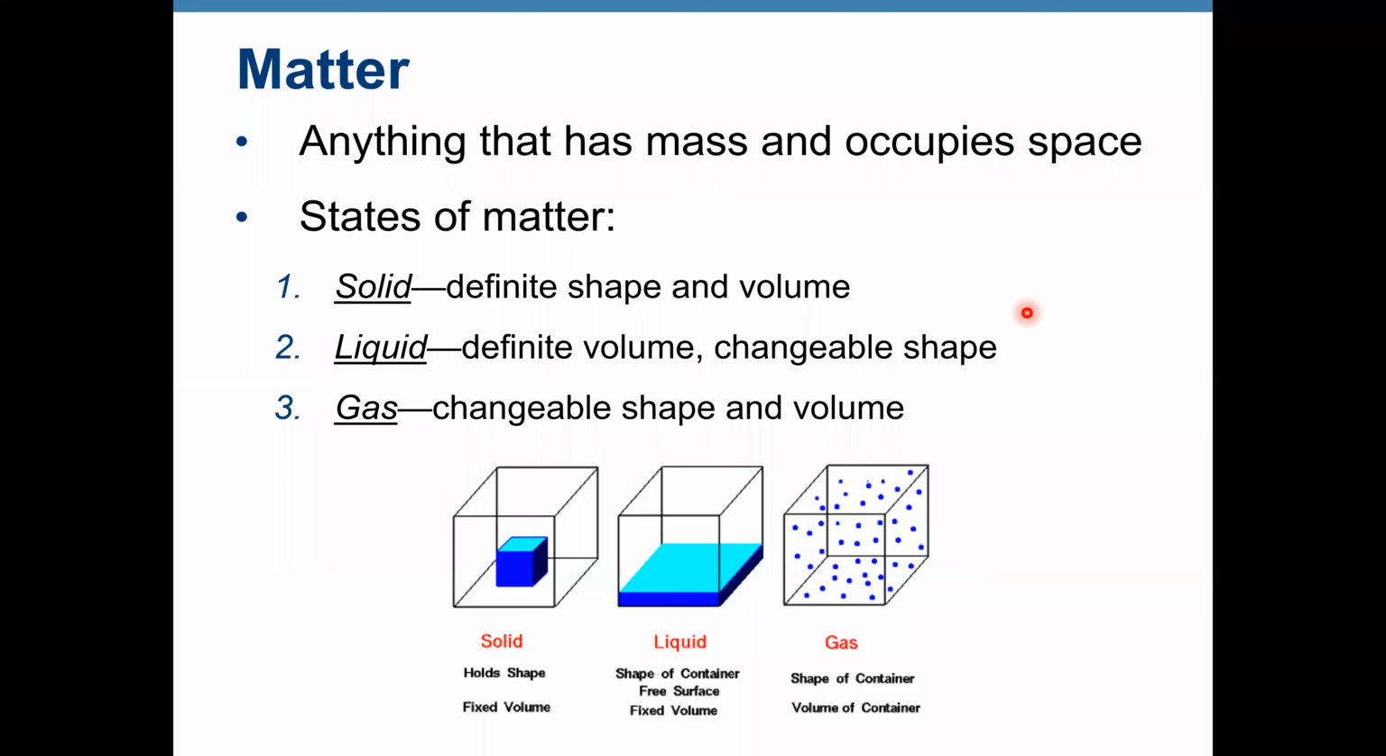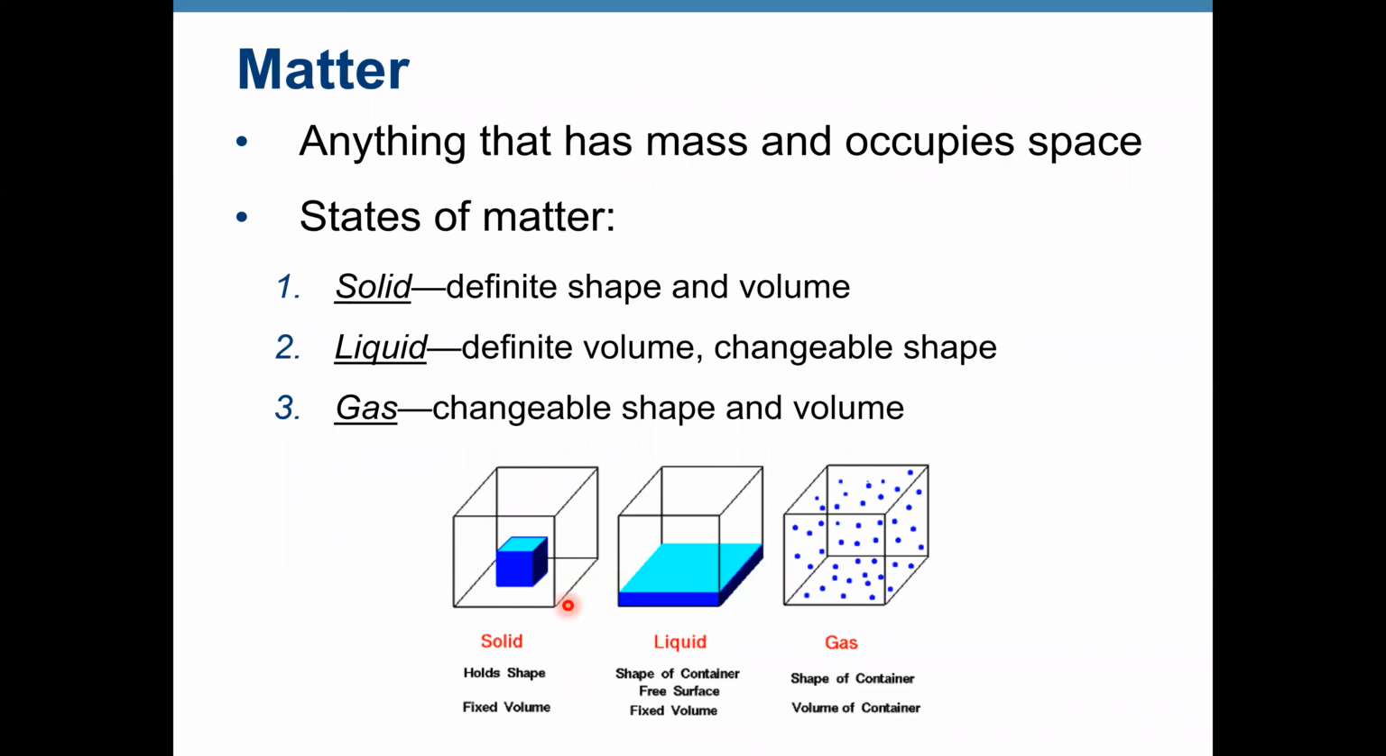So anything that has mass and occupies space, we call matter. We have 3 states of matter. It can be solid, liquid, and gas. Solid means this matter has defined shape and volume. Liquid has defined volume and changeable shape. And gas has both changeable shape and volume.